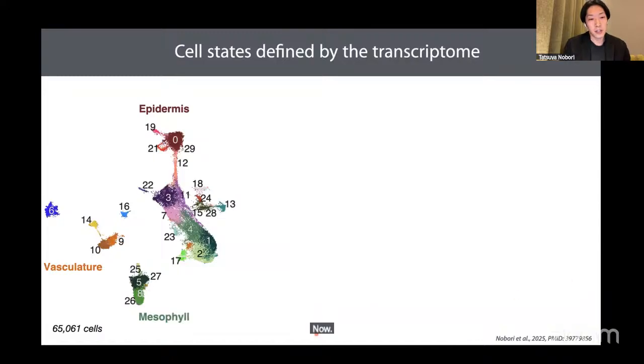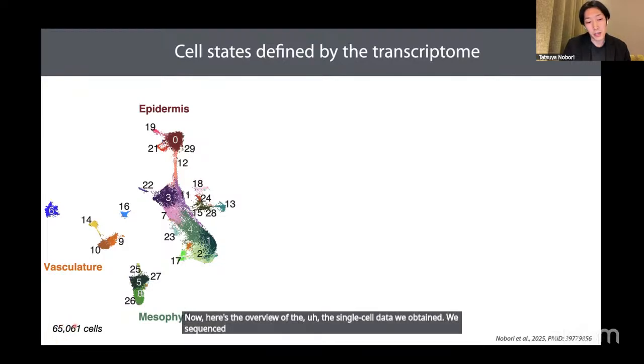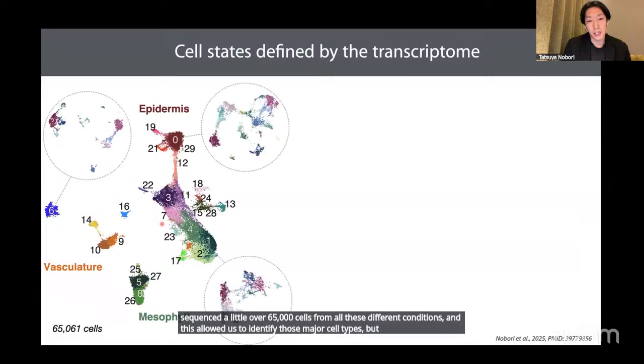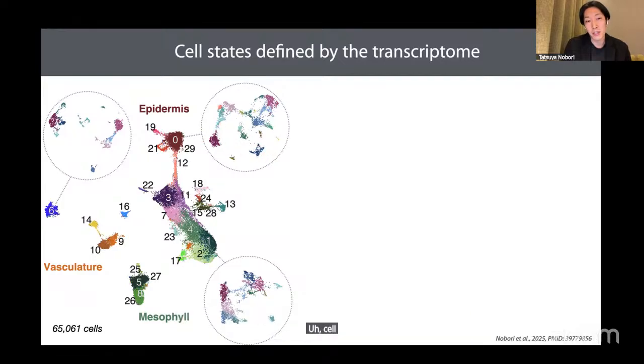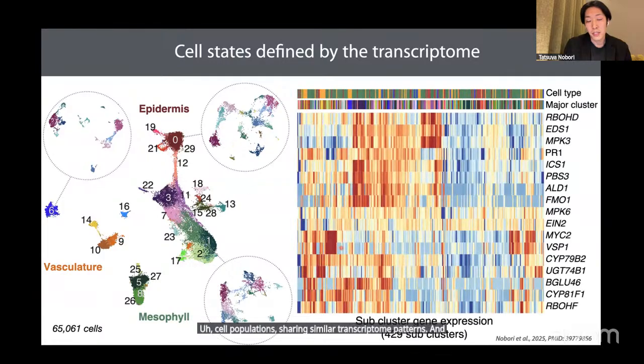Now, here's the overview of the single cell data we obtained. We sequenced a little over 65,000 cells from all these different conditions. And this allowed us to identify those major cell types, but also we can further subcluster those clusters to identify much more granular cell populations sharing similar transcriptome patterns. And systematically, we identified, classified over 400 cell populations or subclusters.